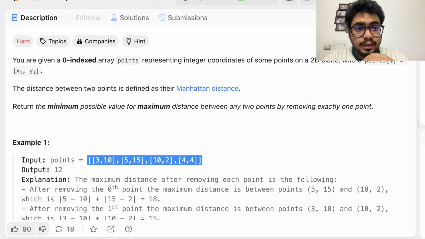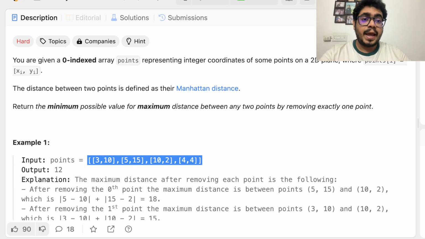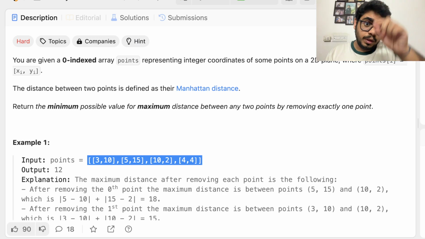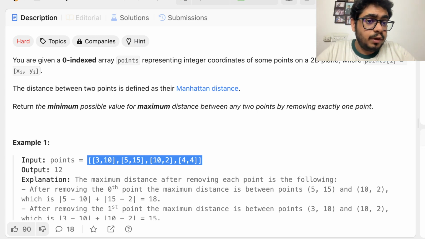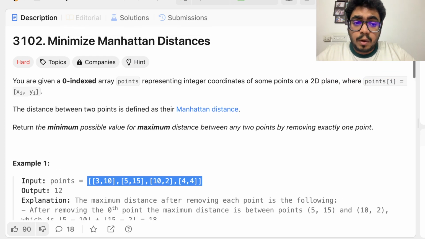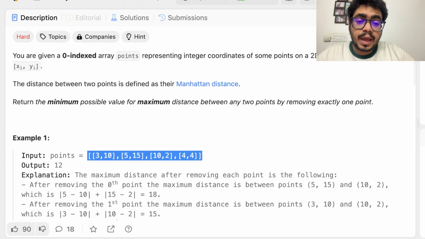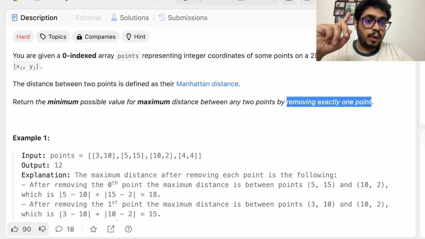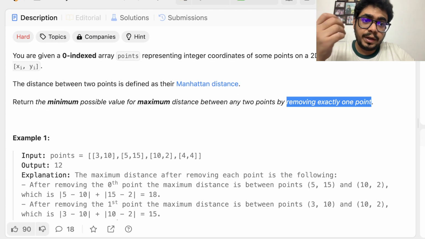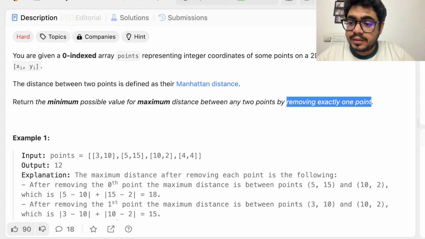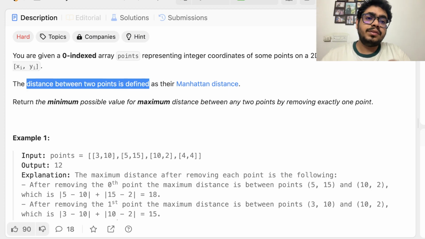It said, let's say we are given an array of points. Any point is in fact equivalent to an x and y coordinate on the 2D plane, right? So we have different points with their x and y coordinates. Now it says you can remove exactly one point, and the distance between any two points is defined as the Manhattan distance between them.